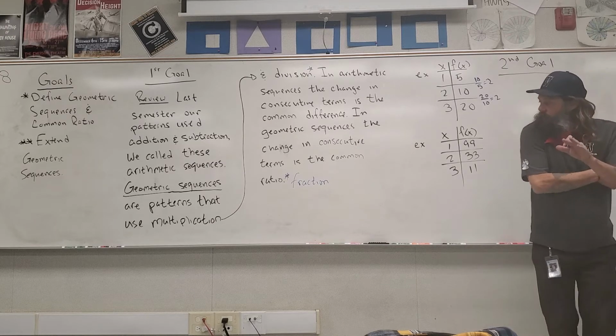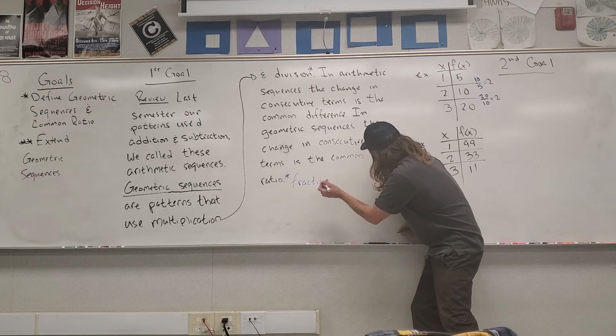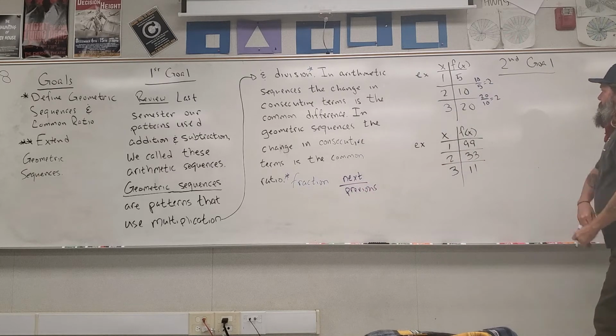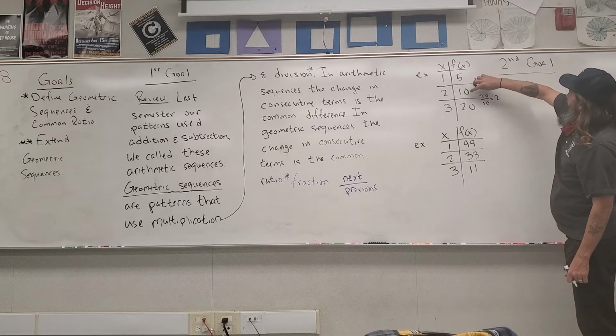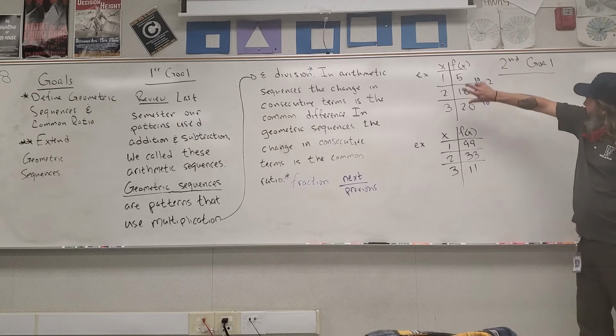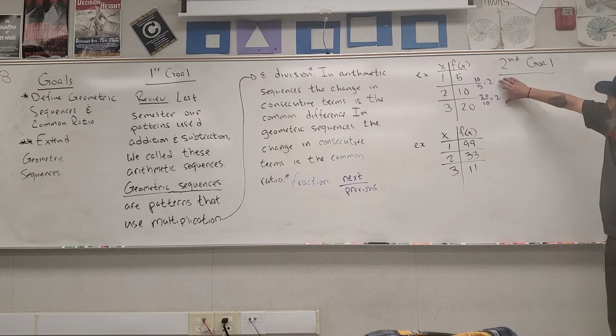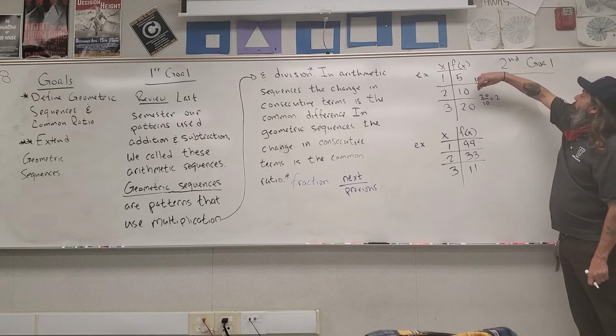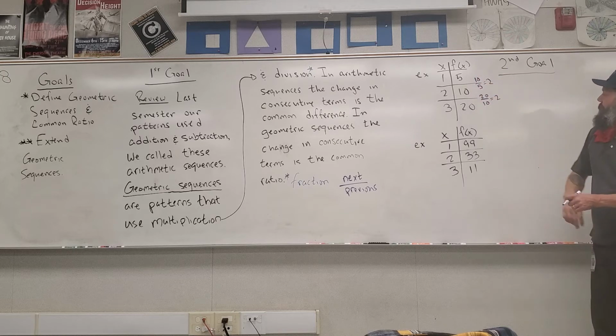I need to make this very clear. The common ratio is the fraction: the next term divided by the previous. The next divided by the previous. So this would be geometric. I have a pattern that's multiplication based. 5 turns into 10 by multiplying by 2. 10 turns into 20 by multiplying by 2.